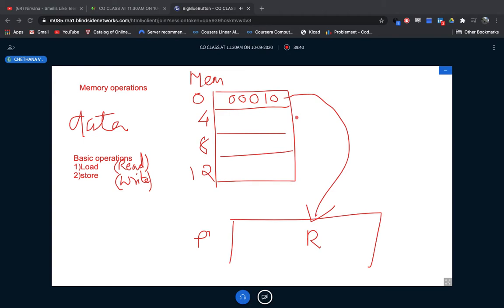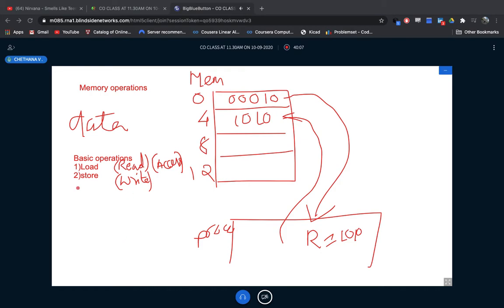Okay. So we will be having two basic operations. One operation is loading the data. Loading means access the data. If you want, I'll write here one more word: read the data or access. There is one more operation known as store the data. Store the data means what? Write the data back to the memory location. That is nothing but store operation.